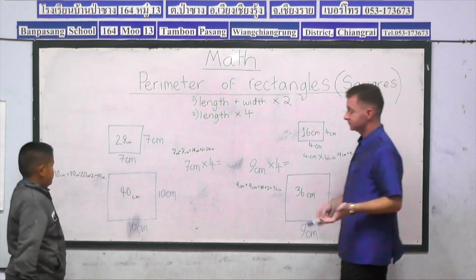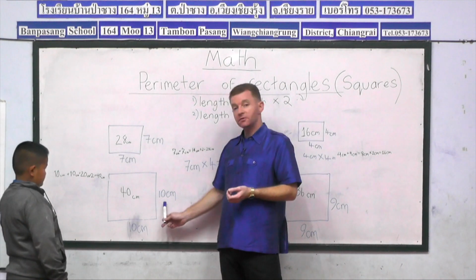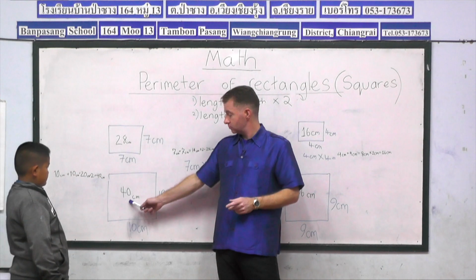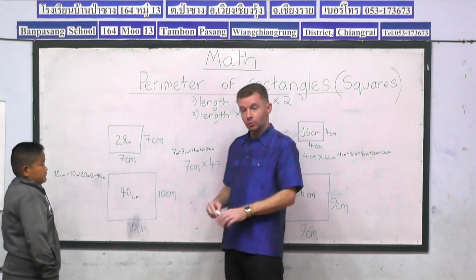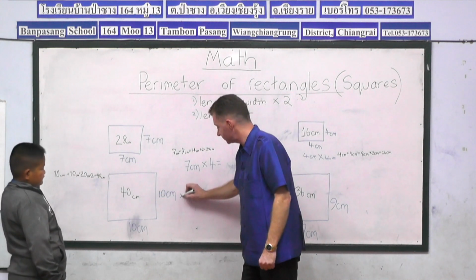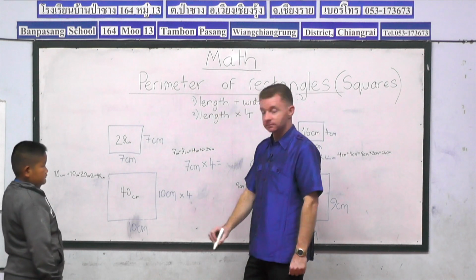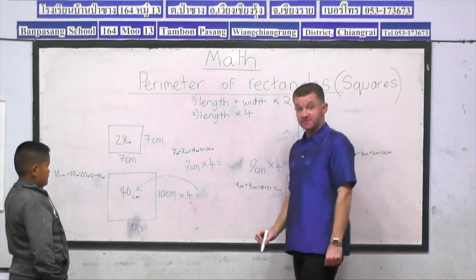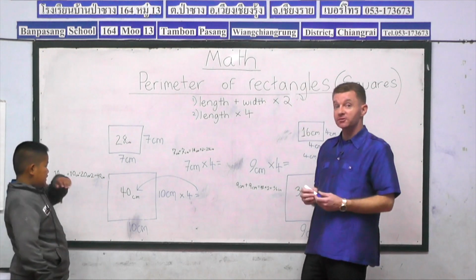Brilliant. 10 plus 10 equals 20. 20 times 2, 40. Or we could have gone 10 centimeters times 4 equals 40 centimeters. Both methods will get us the same answer.